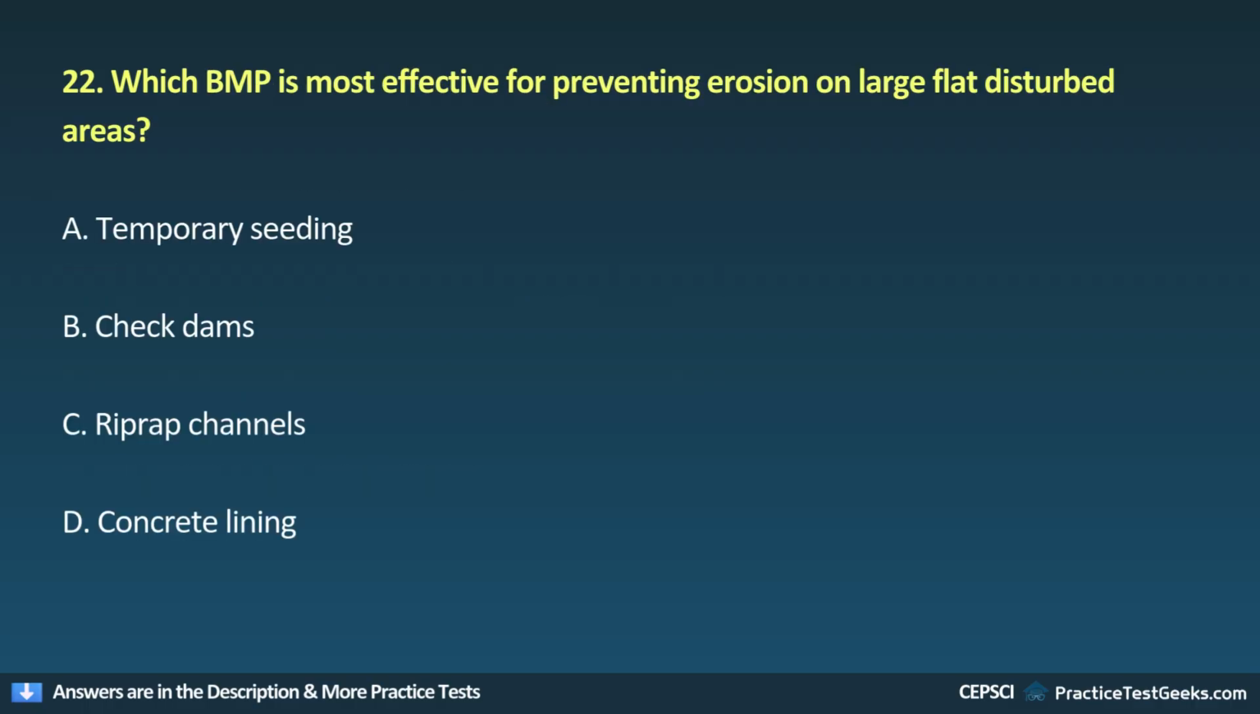22. Which BMP is most effective for preventing erosion on large, flat, disturbed areas? A. Temporary seeding. B. Check dams. C. Riprap channels. D. Concrete lining.